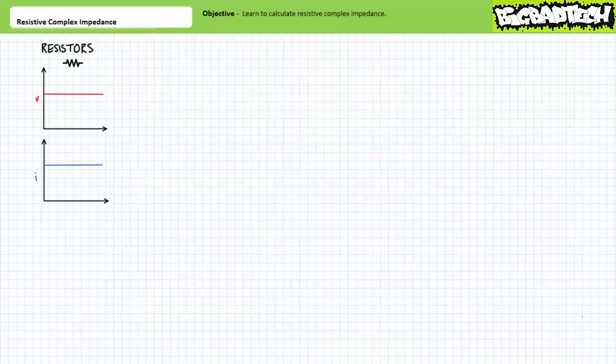I'm your instructor Jim Pytel, and today's topic of discussion is resistive complex impedance. Our objective is to learn how to represent resistors as complex impedances for the purposes of AC circuit analysis.